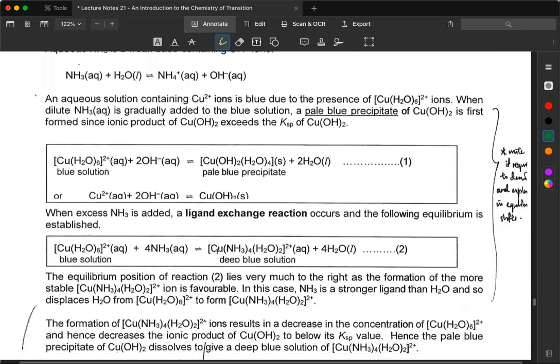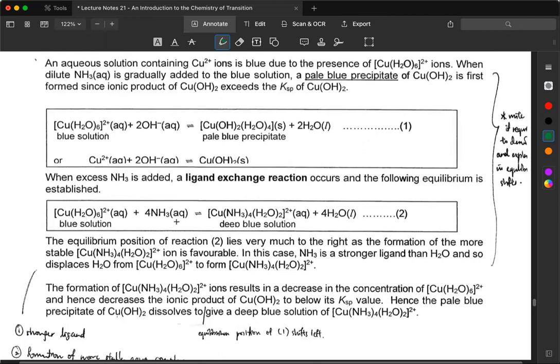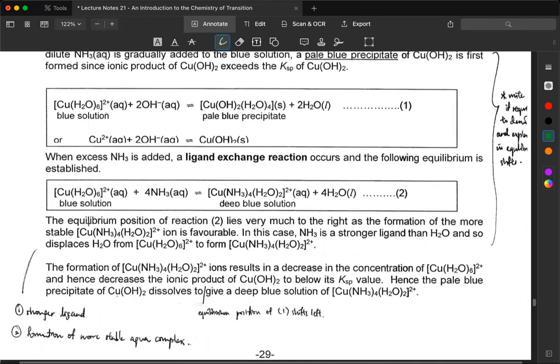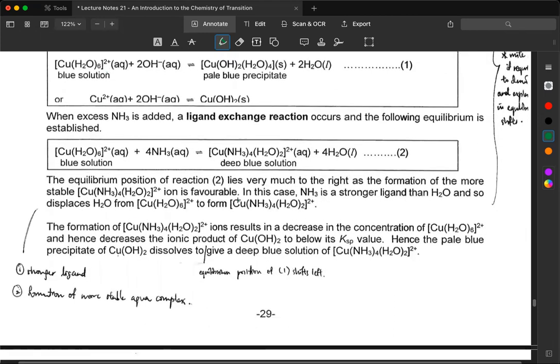With excess ammonia, there will be a ligand exchange reaction. So you have 4 ammonia replacing 4 water molecules. The equilibrium position of reaction 2 actually lies much to the right, as the formation of the more stable complex is favorable. NH3 is definitely a stronger ligand than water, so the displacement takes place. The formation of the complex results in a decrease in the concentration of the Cu aqua complex. And hence, when the concentration of this decreases, it decreases the ionic product. Correct? It decreases the ionic product.